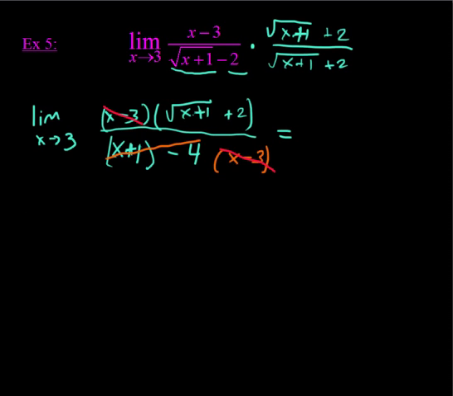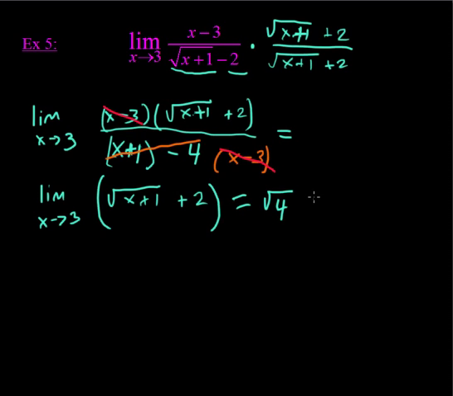So let's go back to our original color. We have limit as x approaches 3 of square root of x plus 1 plus 2. There's no denominator left at all. We can plug things in. We get square root of 4 plus 2, and that equals 4. All right. So that's an example of multiplying by the conjugate over itself to rewrite a radical expression so that we can remove the math bad thing.